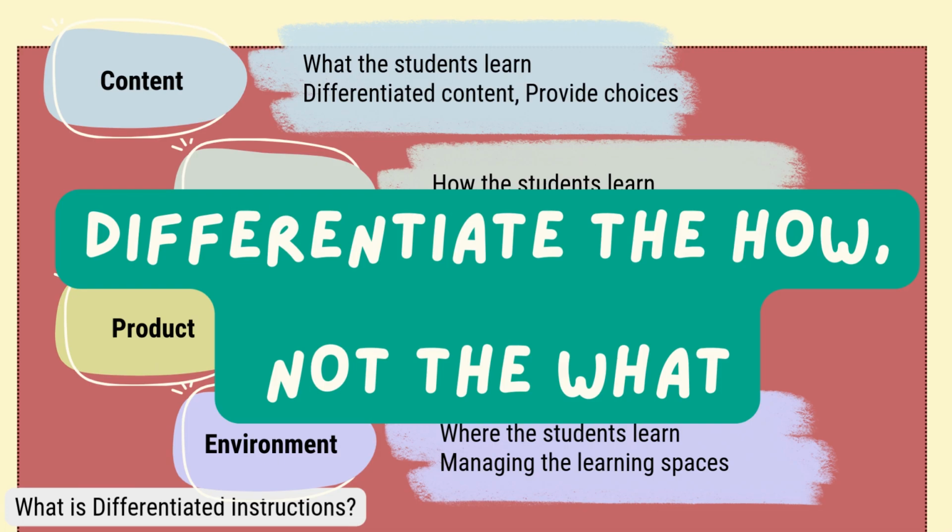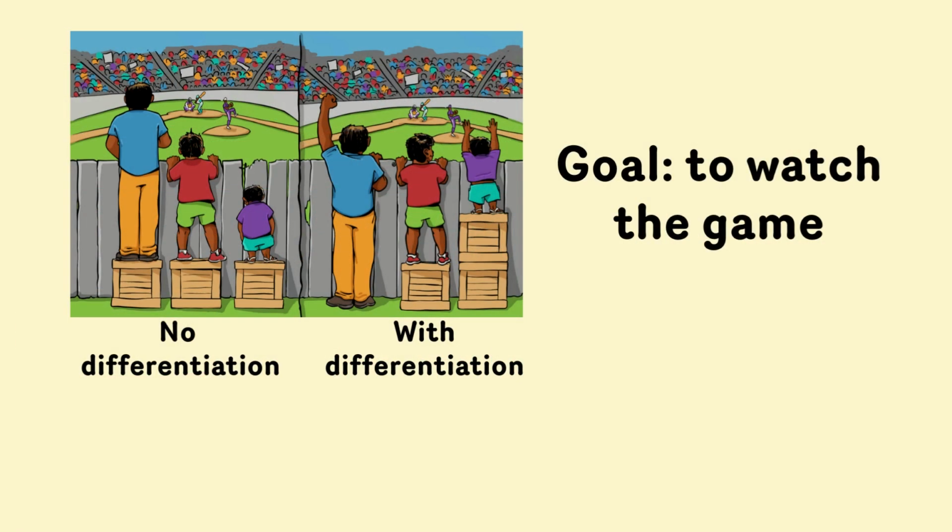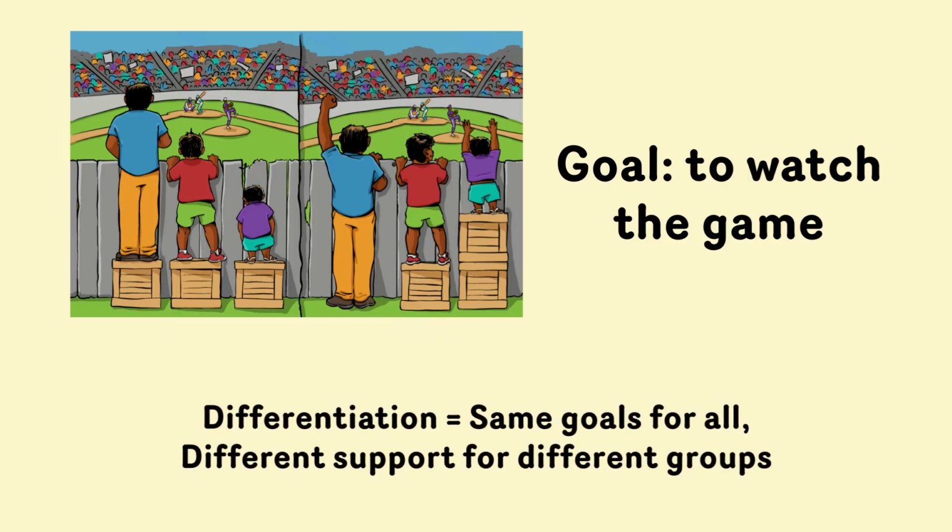Finally, it's important to remember that we differentiate the how, not the what. What does this mean? It means that while we may adjust how students learn through different strategies, materials, or levels of support, we do not change the learning goal itself. The goal for all students remains the same, but the path each student takes to reach that goal can differ. And that's the essence of differentiated instruction, giving every learner the support they need to reach a common destination.